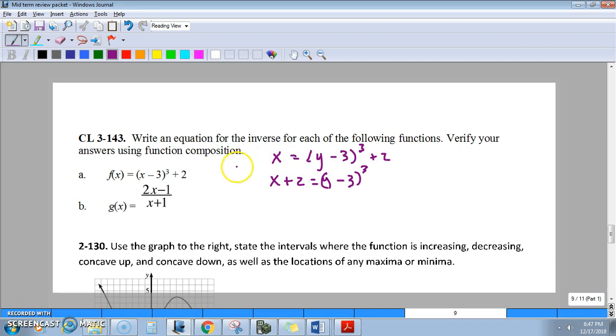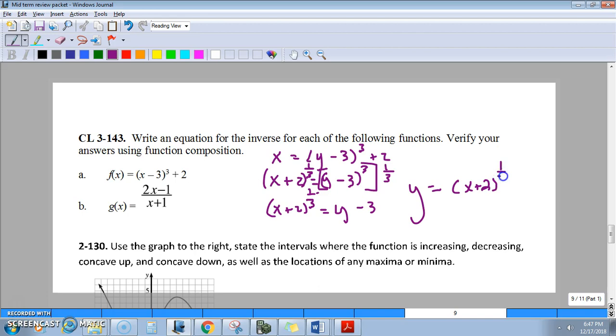cubed. And then to get rid of that cube, I like to take both sides to the 1/3 power because it'll cancel that out. And sometimes that's just a little bit easier to figure out. So x plus 2 to the 1/3 power equals y minus 3. So y equals x plus 2 to the 1/3 power plus 3. And y is really f. Y is really the f inverse of x.